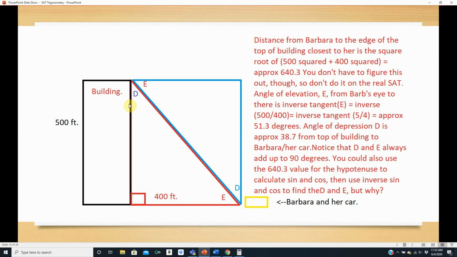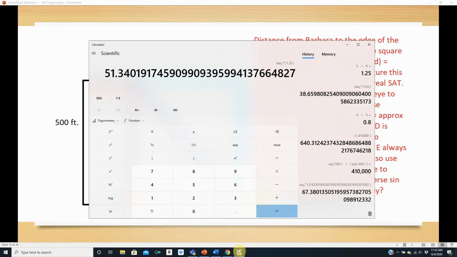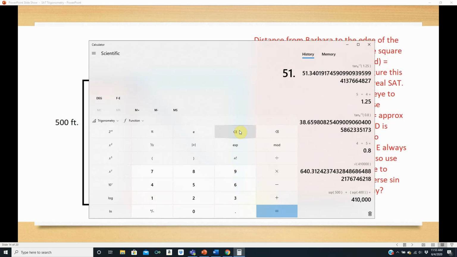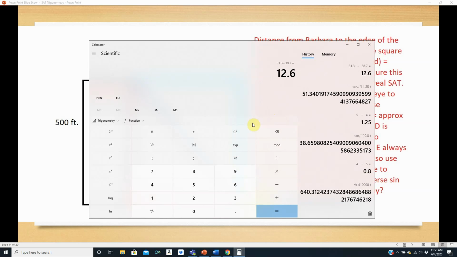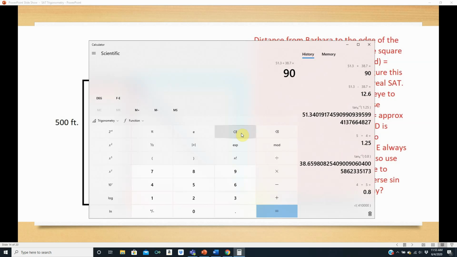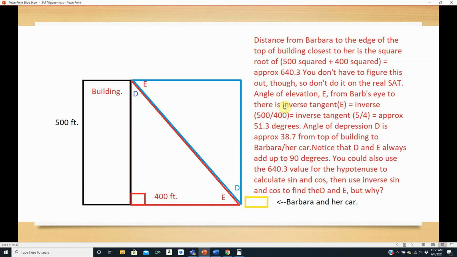We know that this is 38.7 here. And notice that these add up to 90. 51.3 plus 38.7, boom. Oh, I subtracted. Dope. 51.3 plus 38.7. Again, always make sure that you check to make sure it works out right. It's always going to be 90 degrees. Once you know one of these, you know the other, but you want to make sure that you're using the correct thing.